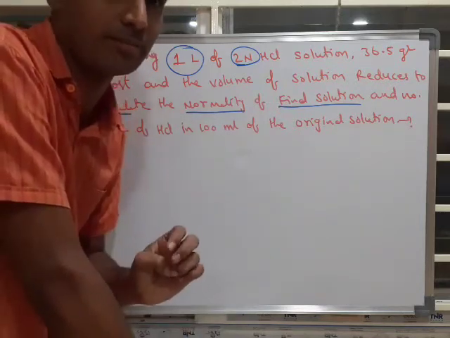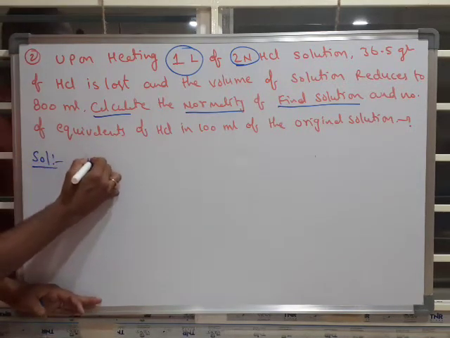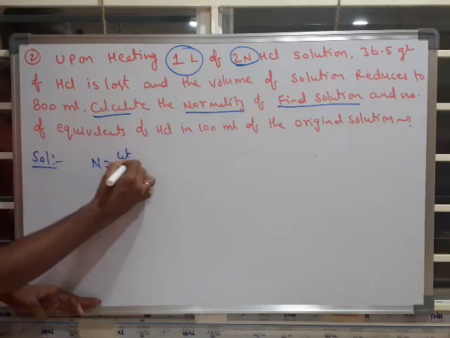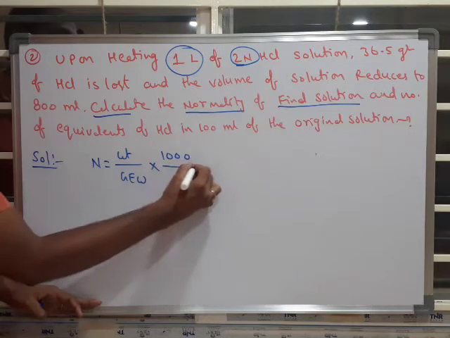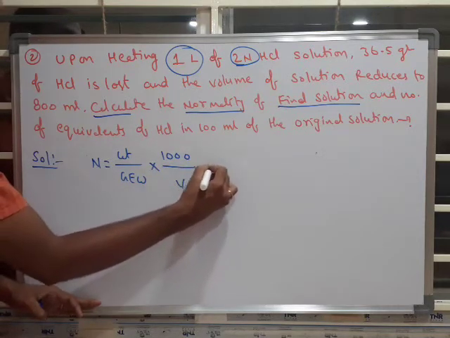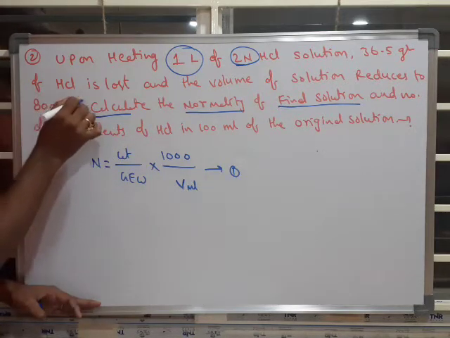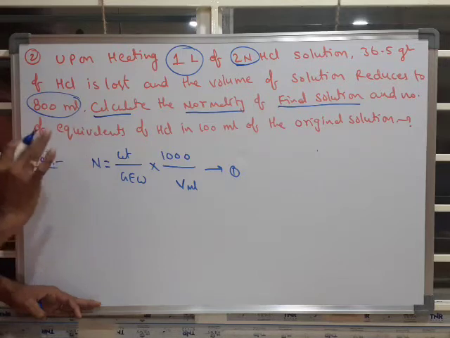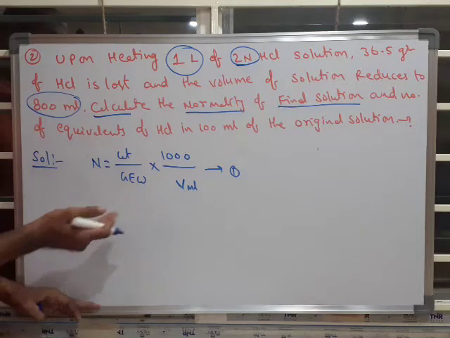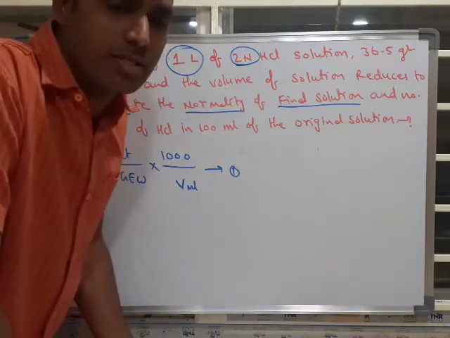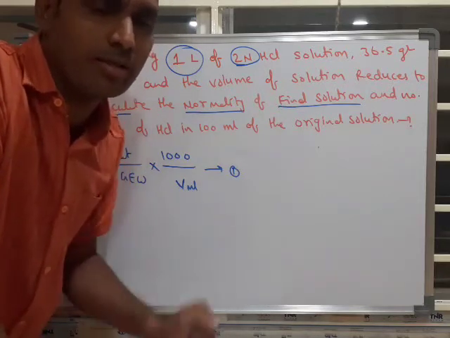First we write the normality. Let's use the normality formula. We know the general formula of normality: weight by gram equivalent weight into 1000 by volume in milliliters. This is equation 1. The volume of the final solution is 800 milliliters, no problem. But what is the weight? The gram equivalent weight of an acid is its molecular weight by its basicity. For HCl it is 36.5 by 1.